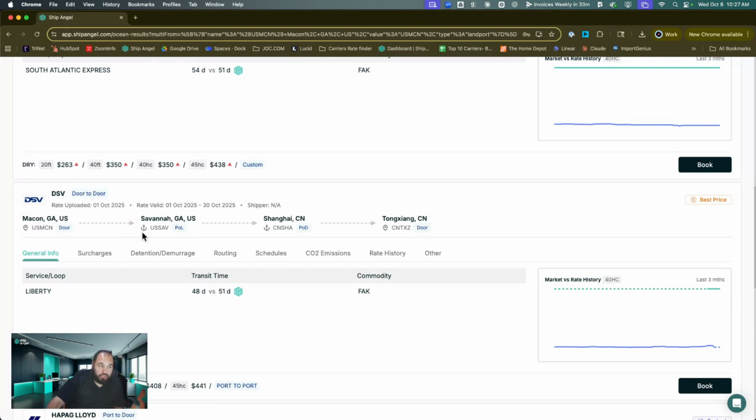It's very easy to do when you're only looking at Savannah to Shanghai. It's a lot harder to do door to door and isolate that port piece so that you're making good decisions.